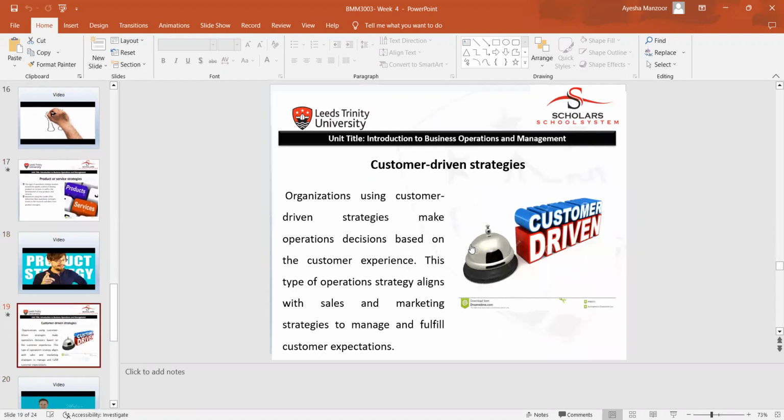Then we discussed customer driven strategies. Customer driven strategies make operation decisions based on the customer experience, and this type of operation strategy aligns with sales and marketing strategies to manage and fulfill customer expectations. This is one of the simplest strategies that an organization can utilize, by keeping track of which of their products are most liked by the customers.